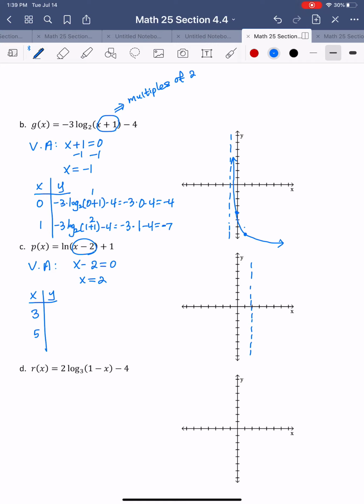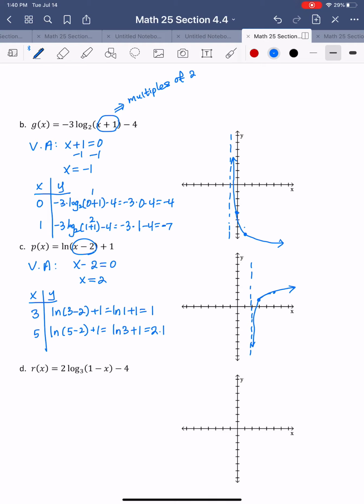So for 3, it is ln of 3 minus 2, plus 1. That is ln 1 plus 1, and ln 1 is 0, so it is 1. So x equals 3 gives 1 right here. And then ln of 5 minus 2, plus 1, for that one I have to use a calculator. ln 3 plus 1 is 2.1. So 1, 2, 3, 4, 5 is 2.1, right here. So these are the points for the graph.